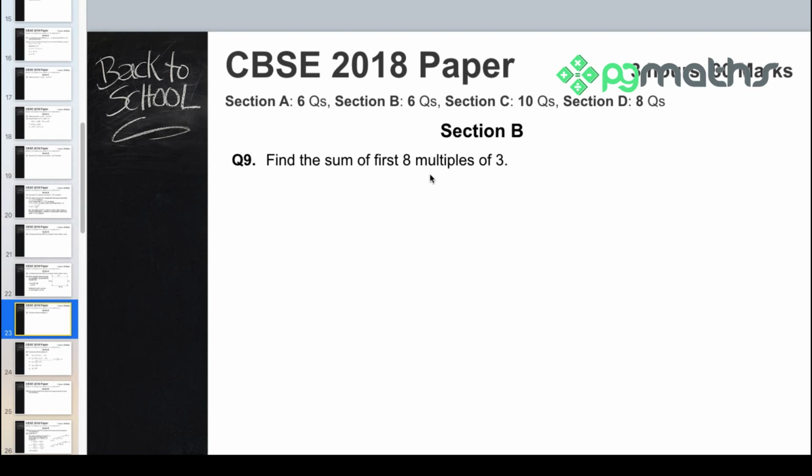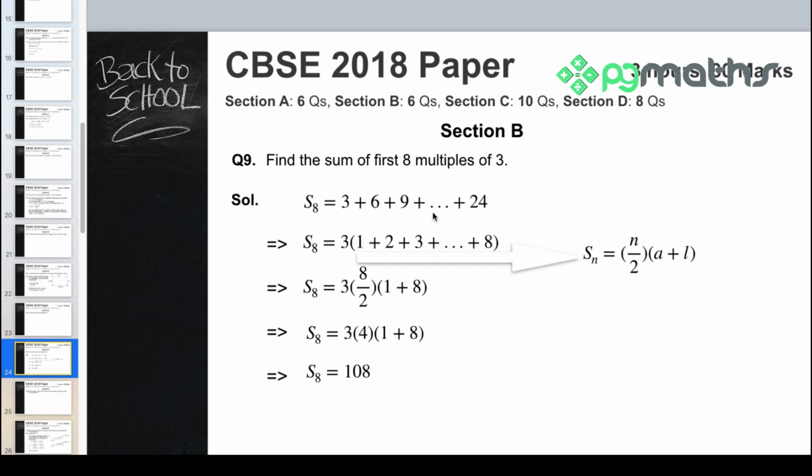Okay, next question. Find the sum of first 8 multiples of 3. Very simple question. First 8 multiples would be something like 3, 6, 9 up until 3 into 8, 24. We need to find the sum of this series. Let's note the sum of first 8 multiples of 3 by S8. So we can see this would go like 3 plus 6 plus 9 up to 24. We can take 3 common and see this is 1 plus 2 plus 3 plus up to 8.